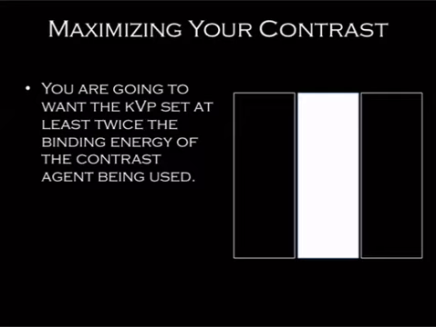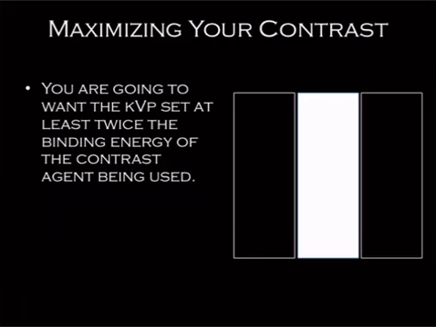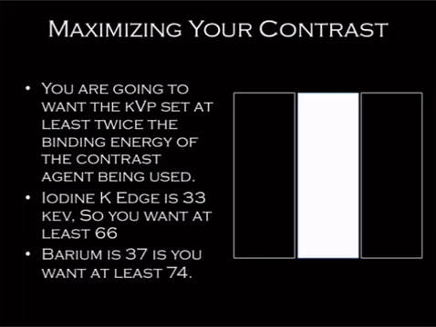So you want to set the kVp twice the binding energy of the contrast agent being used. You may remember that when X-rays are filtered normally, not in a diagnostic setting, the average energy is going to be between 1/2 and 1/3. I mentioned that in the prior lecture. That's why you want to do twice here. So the iodine K-edge is around 33, and so you want to have your kVp set to at least 66, and then barium is around 37, so double that, 74.